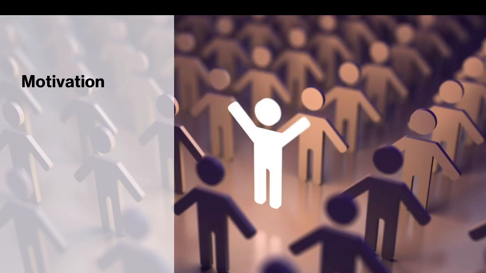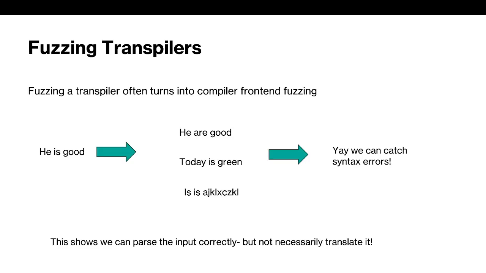All right, so with that out of the way, let's dive into the motivation for this work. So the big problem with fuzzing a transpiler is it often just turns into compiler front-end fuzzing. If you take a grammatically correct English sentence, there's a couple of ways you can change it, and at best this shows that we can catch syntax errors, and yes, we need to do that, but all this shows is that we can parse the input correctly or incorrectly. It doesn't necessarily show whether or not we can translate it.